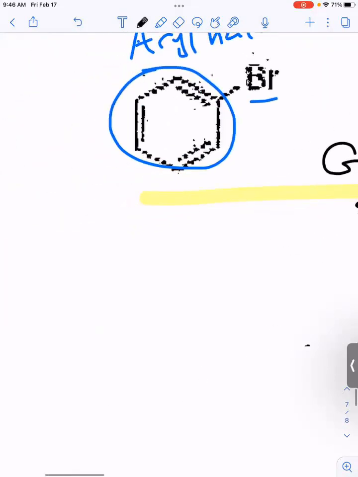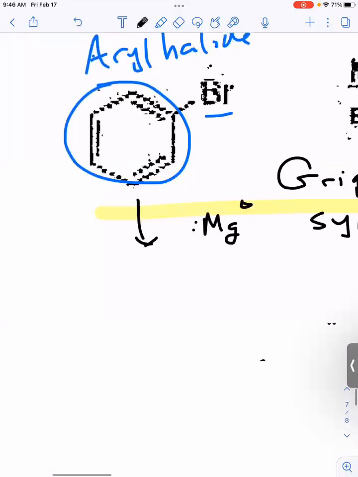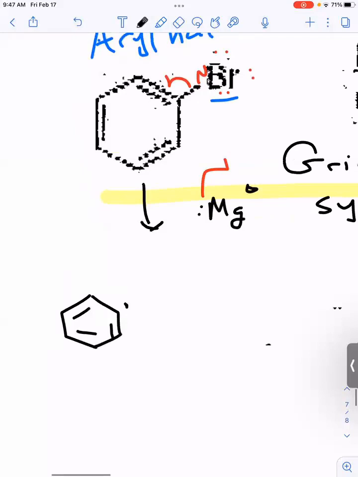Actually, let's just do it here. This is magnesium 0. It's got 2 electrons. It's actually going to donate 1 electron this way. And then this bond is going to break homolytically. Right? So I'm going to end up with this radical like this. Highly unstable, but it is what it is.